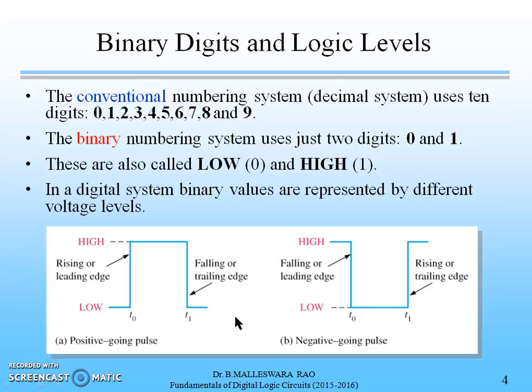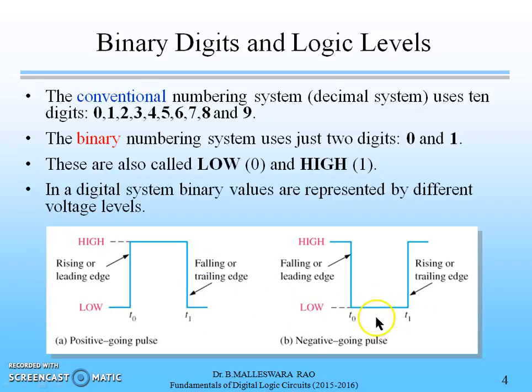The figure depicts two types of digital pulses representing binary values, that is, a positive going pulse and a negative going pulse. For a positive going pulse, the transition from low to high is called the rising edge or leading edge. Similarly, the transition from high to low is called the falling edge or trailing edge.